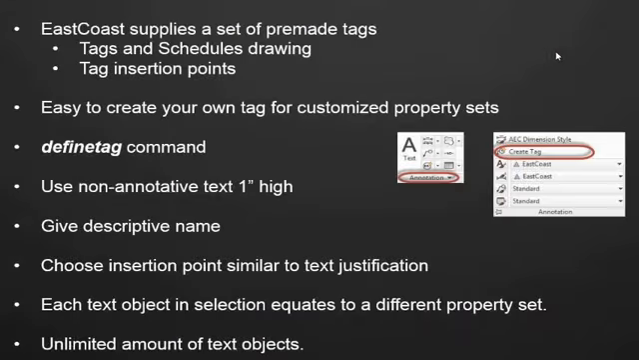So what do you do if those tags don't exactly fill your needs? Well, you need to create your own custom tag, and those are extremely easy to create using the property sets that we supply, or if you create your own property sets. The command to do that is the define tag command. So you can type define tag at the command line and you will initiate the tag creation dialog.